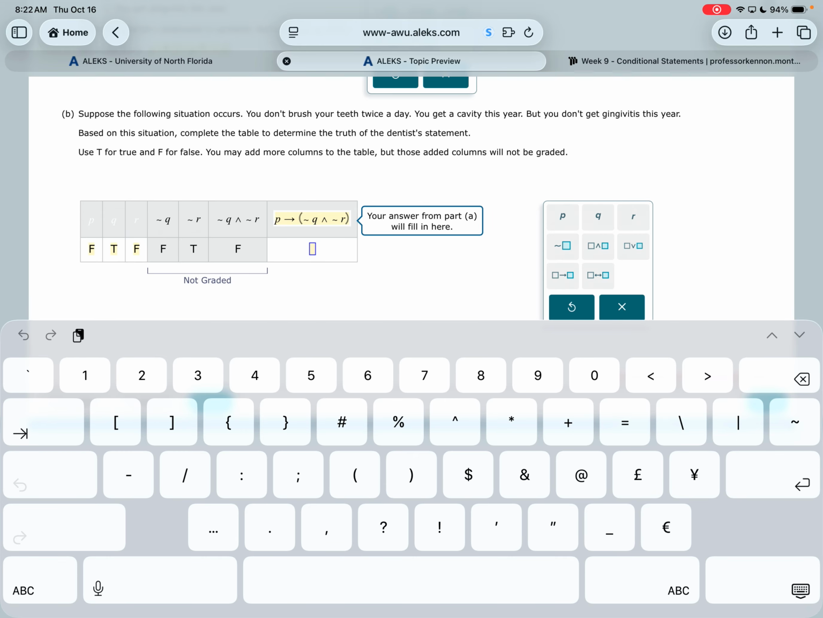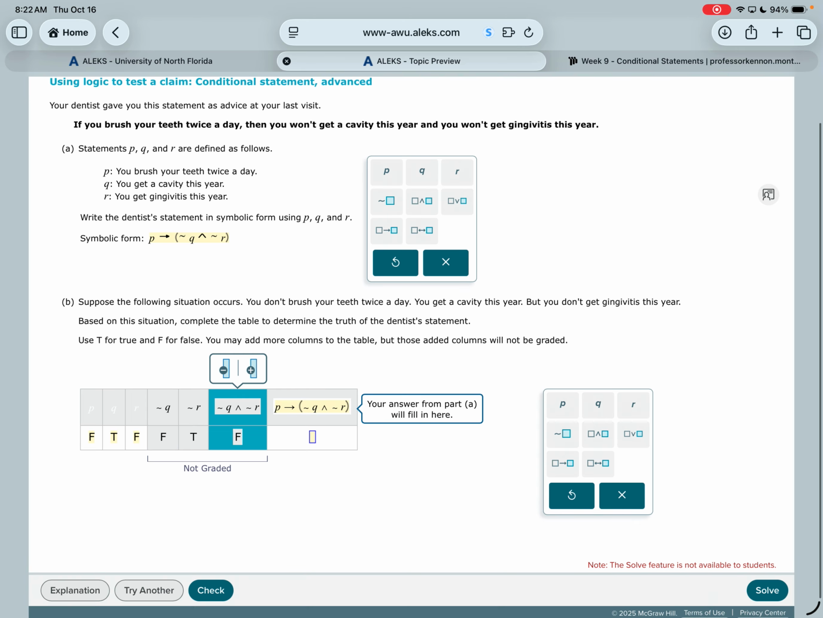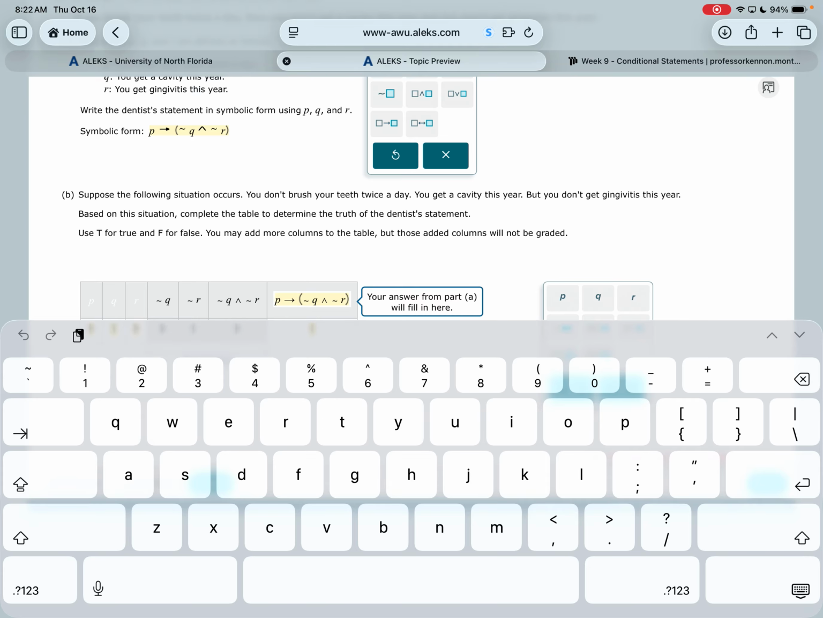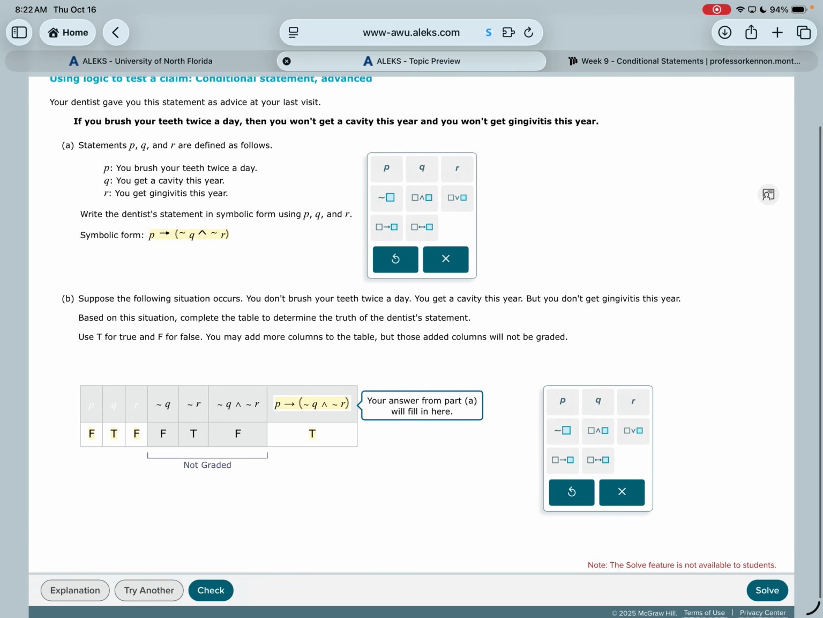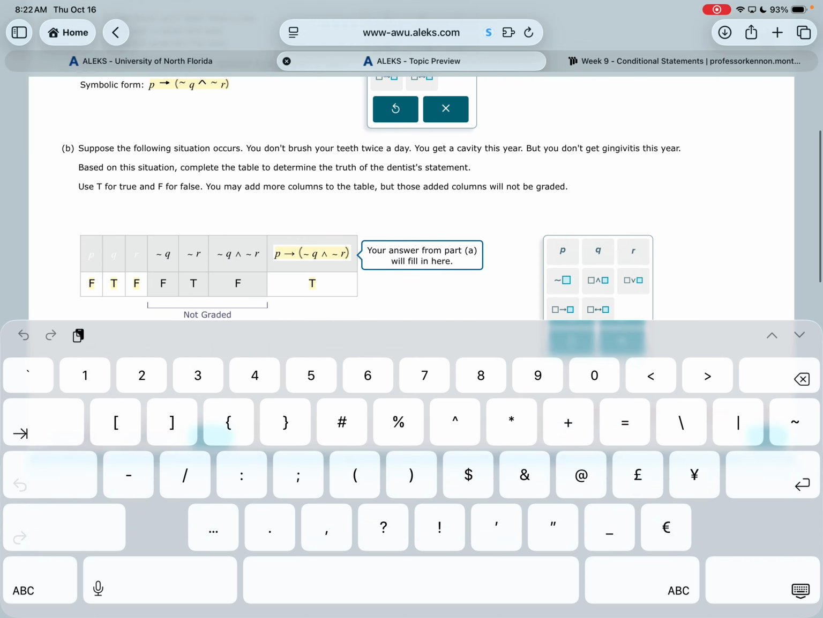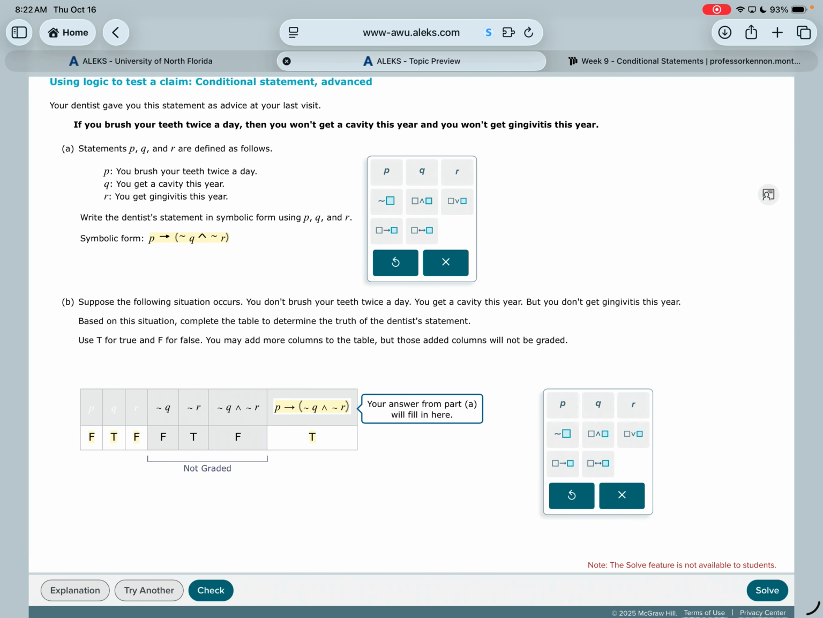So now we say if P, then this one. We're looking at the P in that one. That is going to be true because they're both false. If-then is only false if the first is true and the second is false. So looking at the first column, it's false, and looking at this column, it's false. So false, false leads to true.